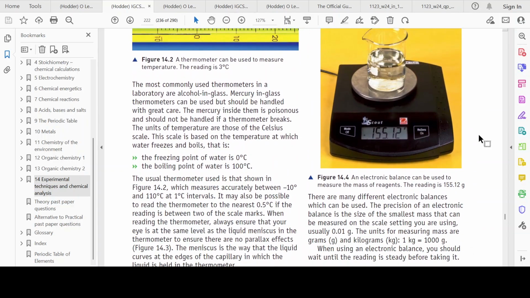The most commonly used thermometers in a laboratory are alcohol in glass. Mercury in glass thermometers can be used but should be handled with great care. The mercury inside them is poisonous and should not be handled if a thermometer breaks. The units of temperature are those of the Celsius scale. This scale is based on the temperature at which water freezes and boils. That is, the freezing point of water is 0 degrees centigrade and the boiling point of water is 100 degrees centigrade.